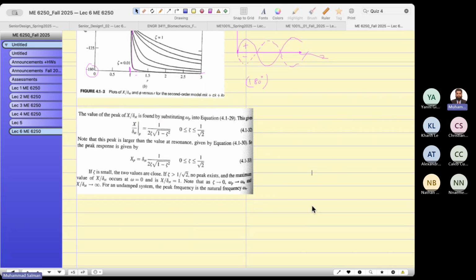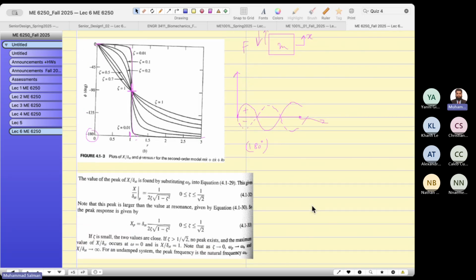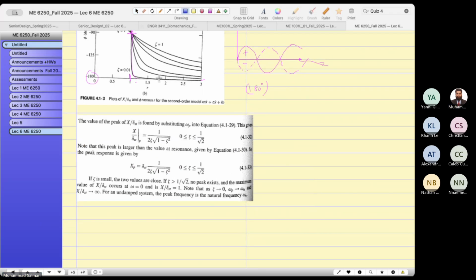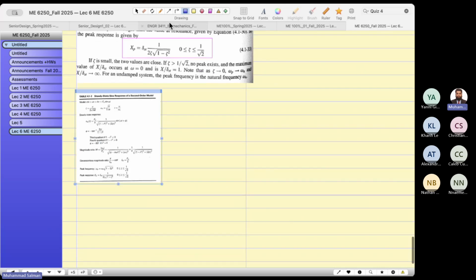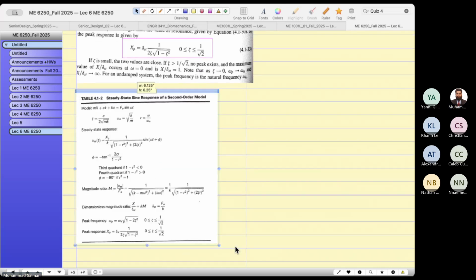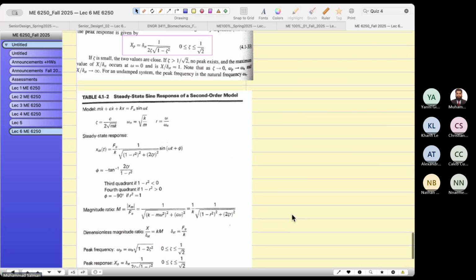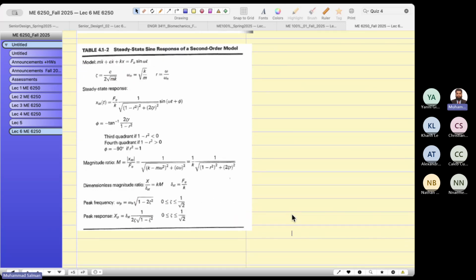The amplitude ratio and the peak amplitude can be found by this formula. This is also in the table. So when you are doing homework, look at table 4.1-2. It is a very useful table for you. So we have covered all this. Let's do one problem. I want to show you one problem here.